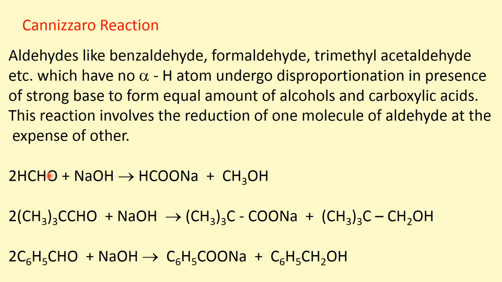Now see here, this is the Cannizzaro reaction between two formaldehyde molecules. One is oxidized to formic acid, we will get the sodium salt of formic acid, and another molecule is reduced to methanol. Similarly, this is the Cannizzaro reaction between two molecules of trimethyl acetaldehyde, and this is the Cannizzaro reaction between two molecules of benzaldehyde. One molecule is oxidized to benzoic acid or the sodium salt of benzoic acid, another molecule is reduced to benzyl alcohol.